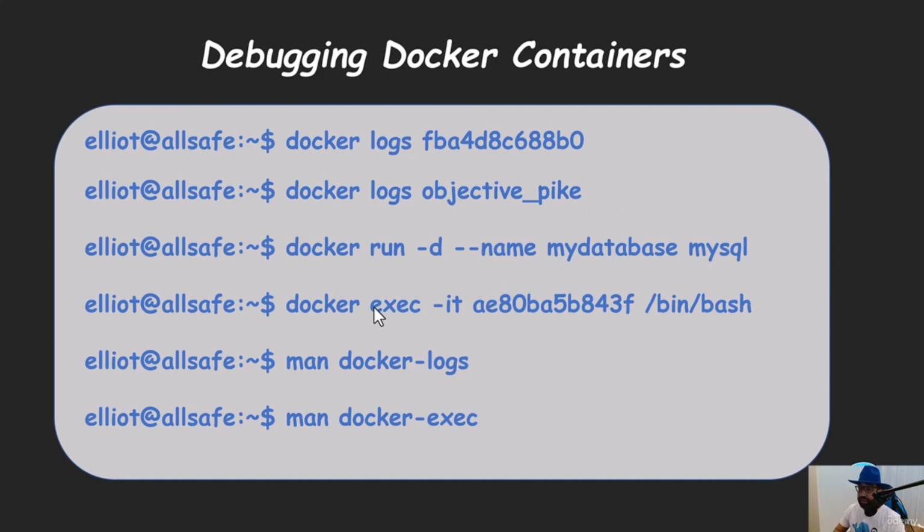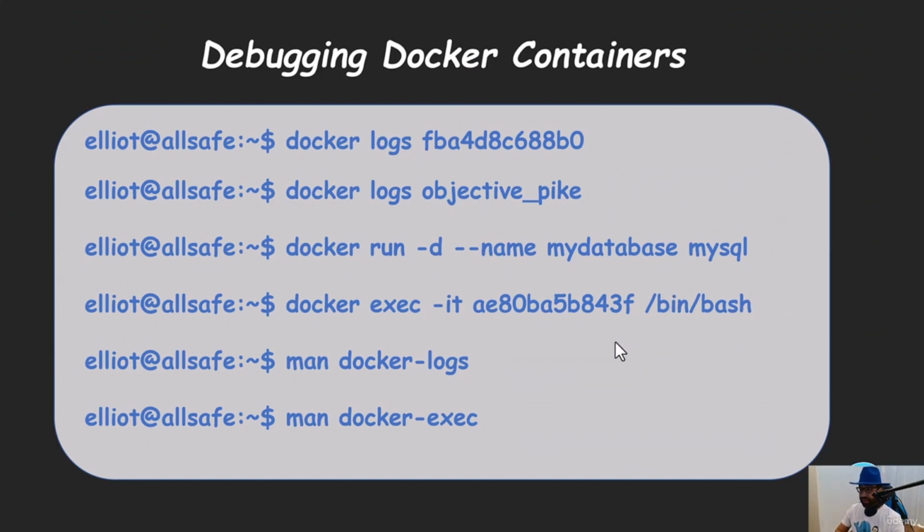Or you may even want to connect to that container, and to do that you can use the command docker exec. So here I use a docker exec command followed by the options -it, which stands for interactive terminal, followed by the container ID or the container name, and then followed by the type of shell that I'm connecting with. And here I will use bash.